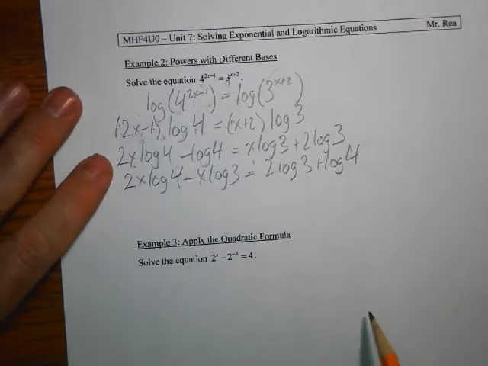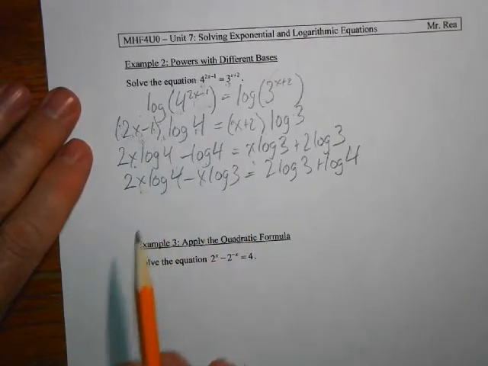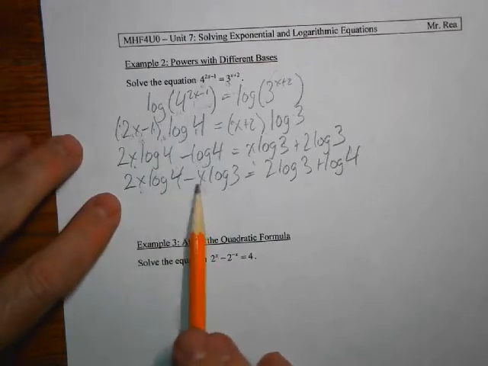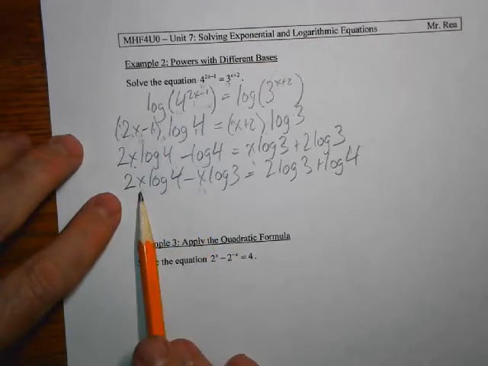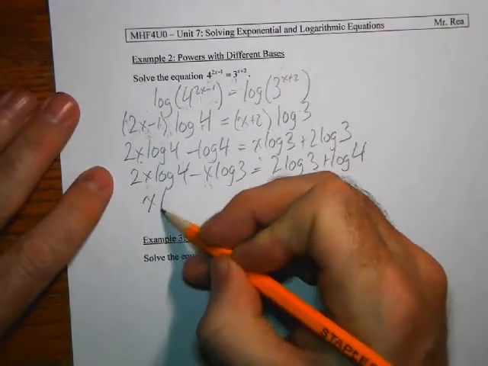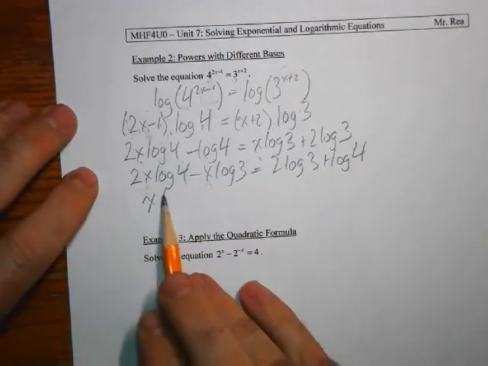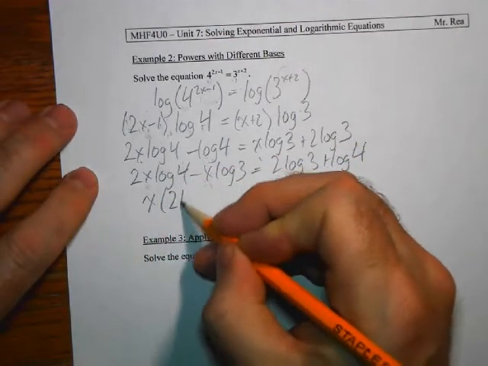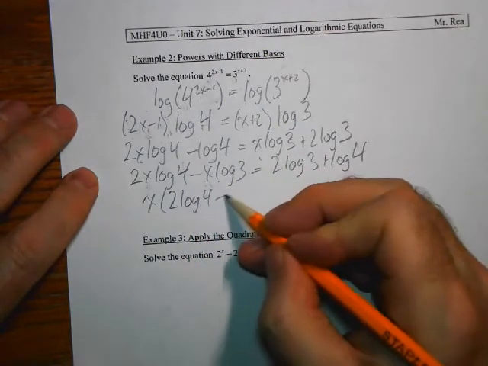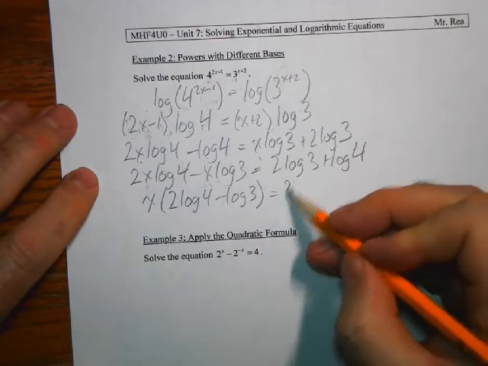Okay. So now our x's are only on one side, so that's a step in the right direction. And you can see right now I could actually factor the x out of both of these terms. That's an important step because it allows us to have just the one x. So if I factor the x out of here, I get a 2 log 4. If I factor it out of here, I get minus log 3. And leave the right side the same.